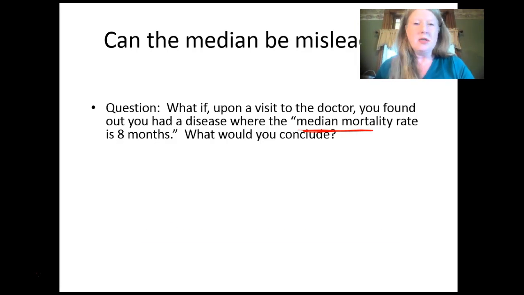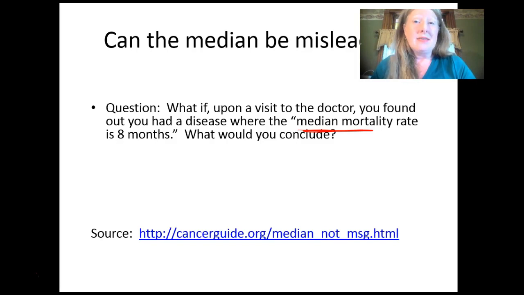So this is based on an article. It was written by Stephen Jay Gould. Some of you may have heard about him. He was a famous biologist. He wrote a book about measuring intelligence. And he went to his doctor, and his doctor said, I'm sorry, you have this form of cancer. It's very rare. The median mortality rate is 8 months.